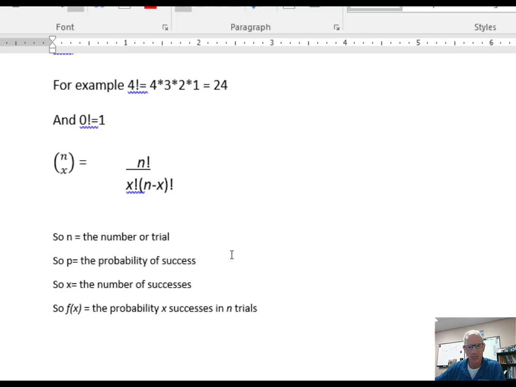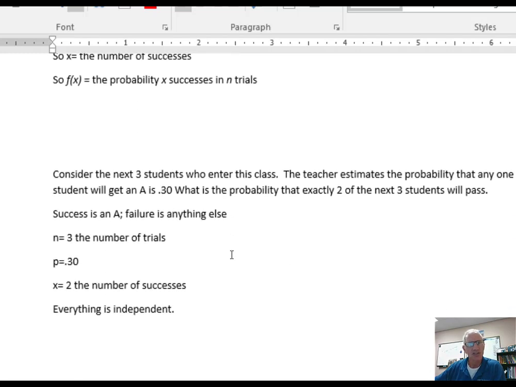So let's do a problem, and then we'll also work through some other ways to do this type of binomial probability function. So to start off, let's consider 3 students entering the class. The teacher estimates the probability that any one of these students is going to get an A is 0.3, or 30%. And what we want to know is what's the probability that exactly 2 of the next 3 students will get an A. So the first thing we have to do is figure out what we know.